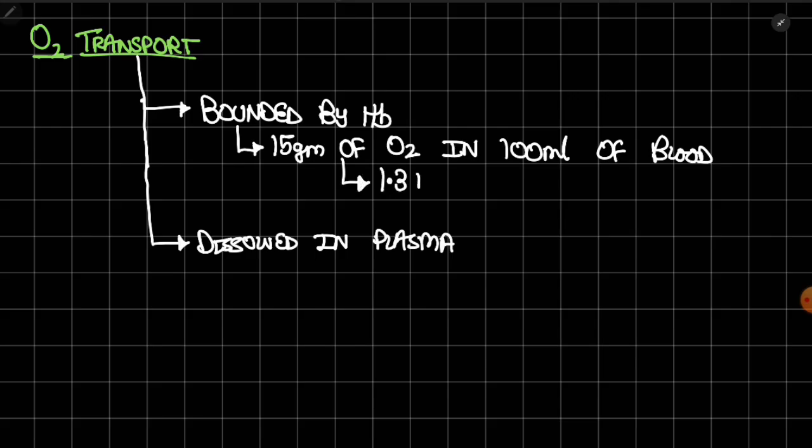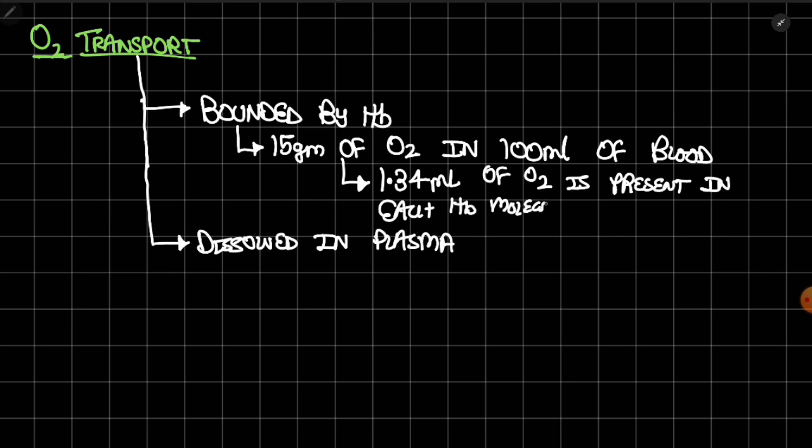Around 1.34 ml of O2 is present in each hemoglobin molecule, each Hb molecule. So each hemoglobin consists of 1.34 ml of O2.